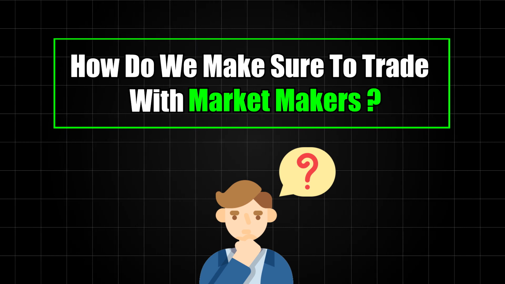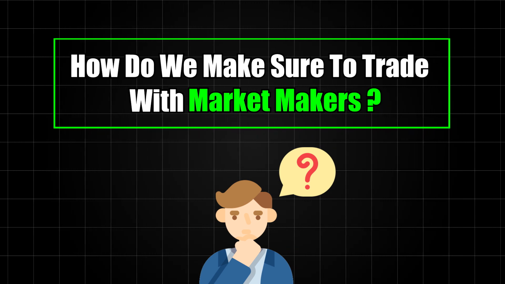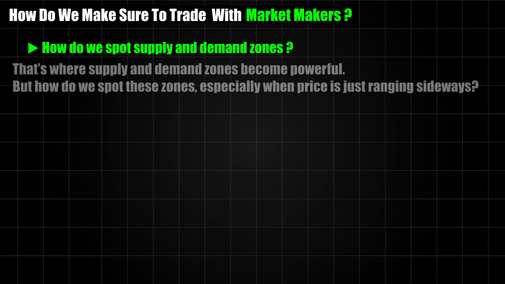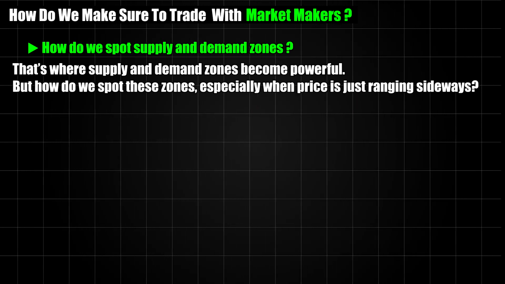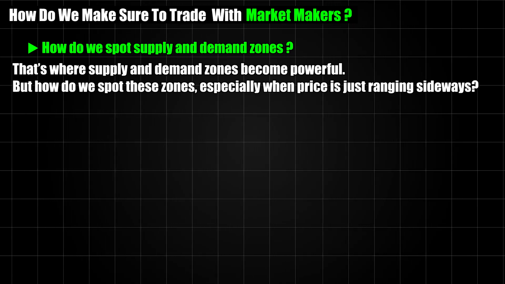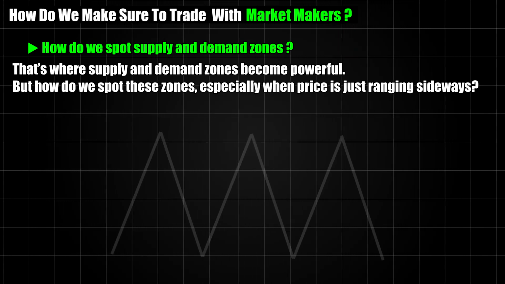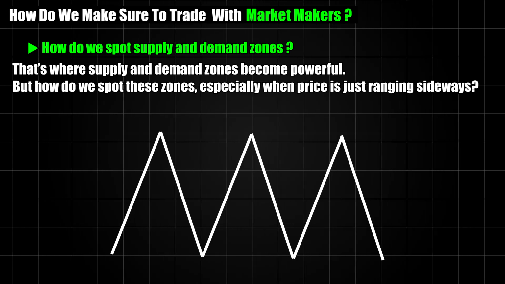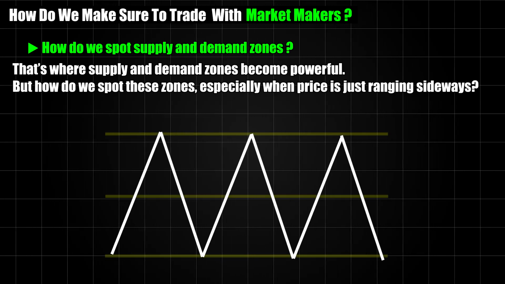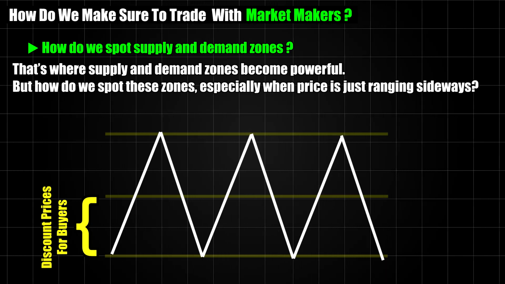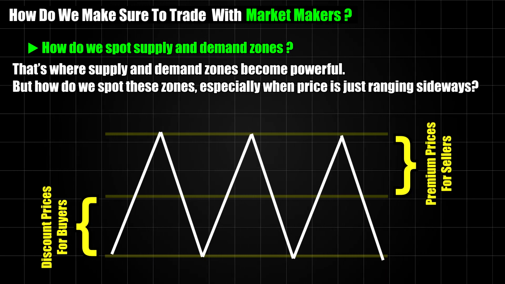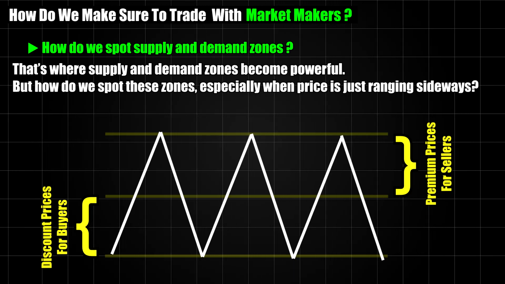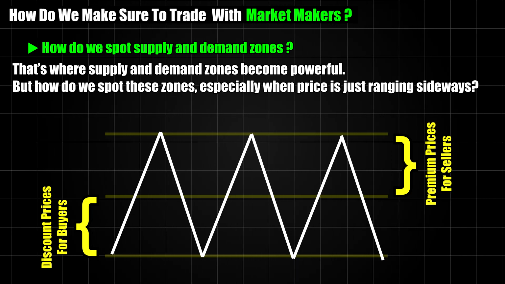Now, we're not trading with the same volume as big institutions, not yet. So how do we make sure we're on the right side of those massive moves? That's where supply and demand zones become powerful. But how do we spot these zones, especially when price is just ranging sideways? In such consolidation phases, institutions are accumulating or distributing orders. When price reaches the lower end of the range, buyers tend to step in, seeing the asset as discounted. At the top of the range, sellers see an opportunity to short at a premium. It's the classic buy low, sell high principle in action.